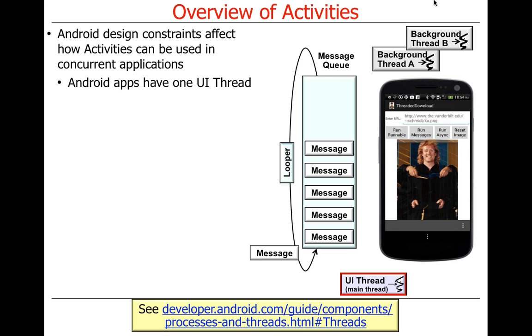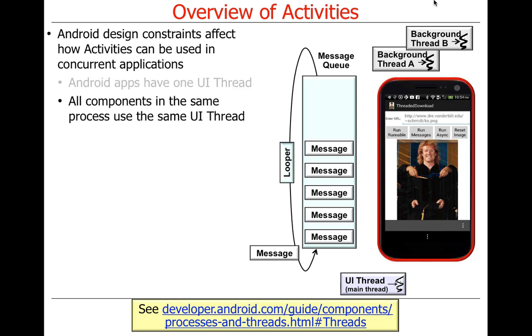Android applications have one and only one user interface thread. And the user interface thread is the place, not surprisingly, where all interactions with the user take place, whether prompting the user or displaying stuff to the user and so on and so forth. And that's the only place that can do things that interact with I/O to the user. If you take a look at this link, it explains all this stuff. All the components in the same process use the same user interface thread. So all these Android components: activities, services by default, content providers by default, broadcast receivers by default all use the user interface thread.